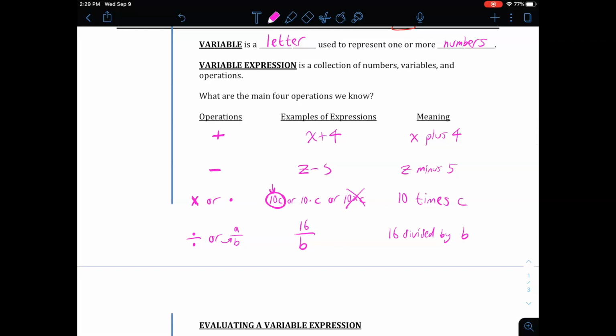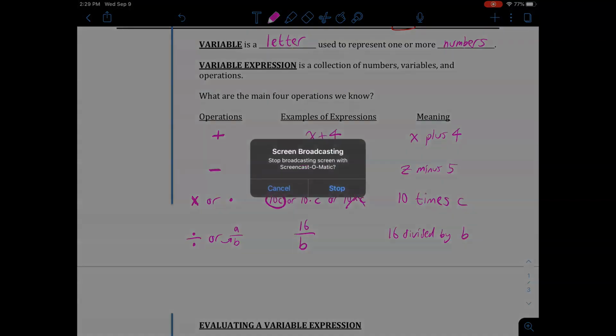Okay, we're going to pause the video there. We got 2 more sections to fill out. And we will, we'll probably call it a day.